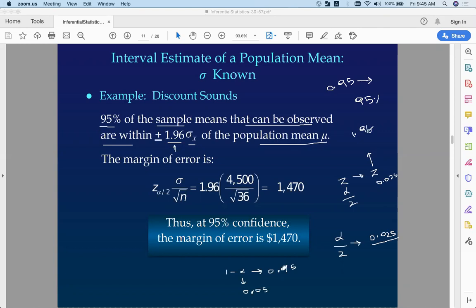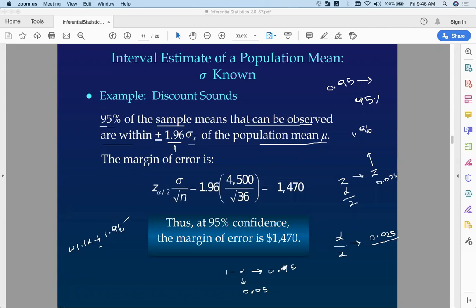1.96. So the answer will become, so basically, what is your X bar? X bar is basically 41.1, so $41,100 plus or minus the margin of error. Since they have given a 95% confidence coefficient, we will calculate all this. Then you will come up with Z alpha by 2. The Z alpha by 2 value that you got is basically 1.96.